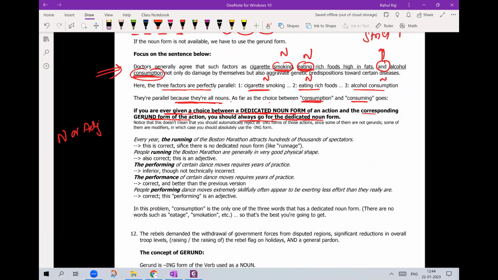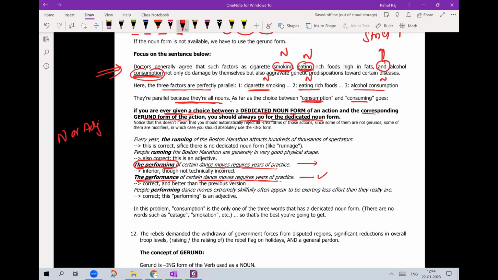Imagine, the performing of certain dance moves requires years of practice. Grammatically a perfectly fine statement. The performance of certain dance moves requires years of practice. Grammatically very perfect statement. Have you ever told someone, Rahul, the performing of my sister was very good? Or do you always say, Rahul, the performance of my sister or brother was very good? You will never say, Rahul, the performing of my friend in the Olympiad or anywhere was very good. Have you ever said this statement? Think about it. Though this statement is grammatically 100% fine, why not?